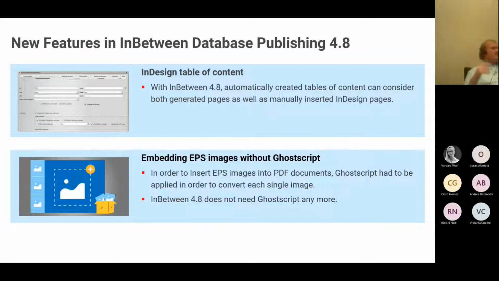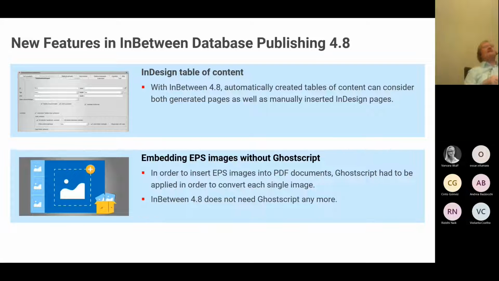But now imagine you can compose a publication from generated pages, where InBetween knows the structure, and also from static pages. The static pages may also have some caption or header that I have to use in the table of contents. However, how should I know it? It has not been generated by InBetween. Now we have to use this combined.